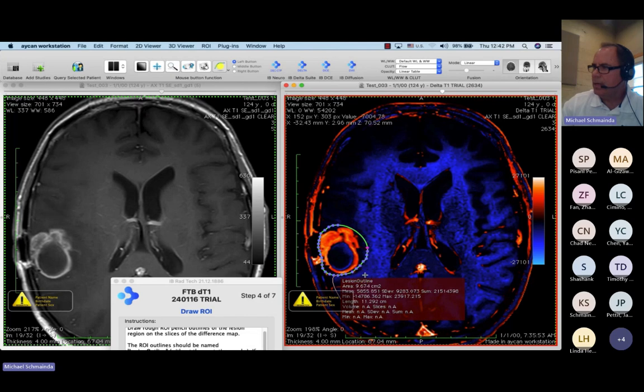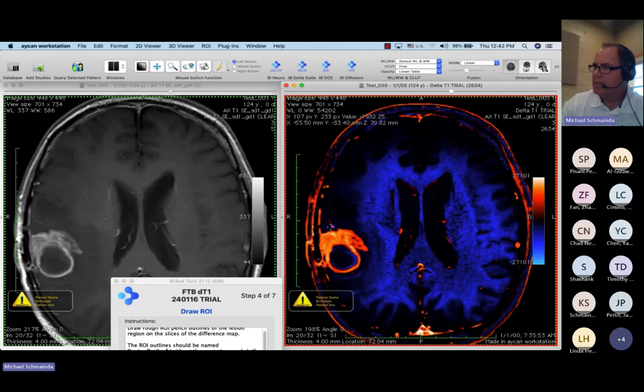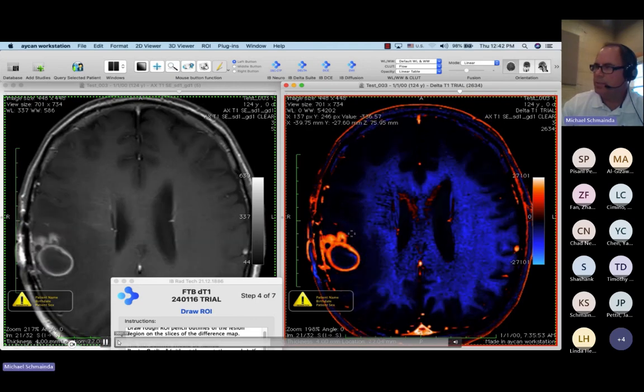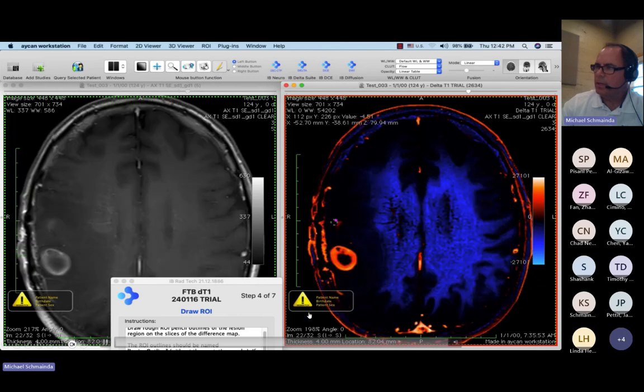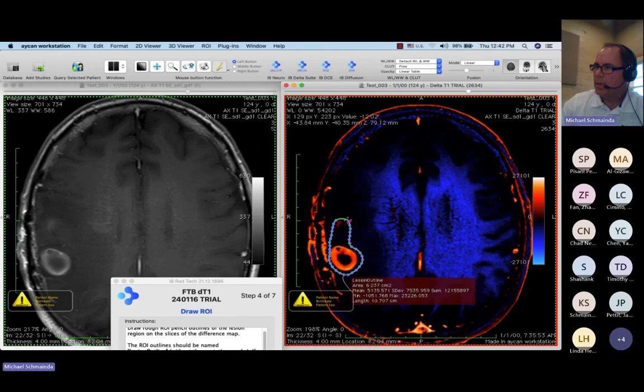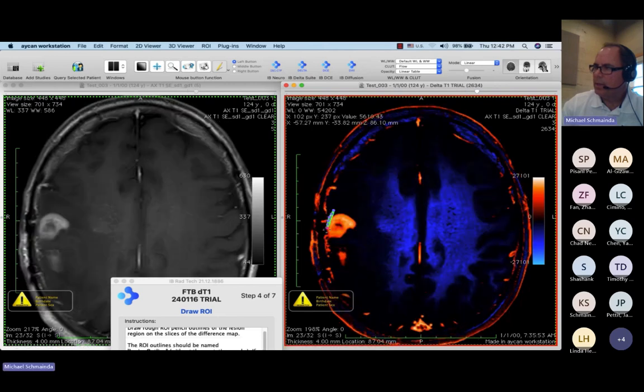And you can do some tweaking with the ROIs that ACAN has. And a lot of this is, again, identified in the tutorial that we have for drawing ROIs on Delta T1 maps. And I captured that area up above because on the next slice, you'll see that it explodes into a larger area. And just about done here for the only manual step.